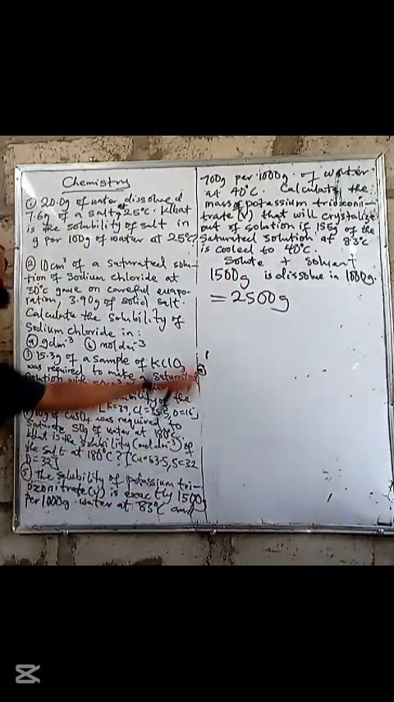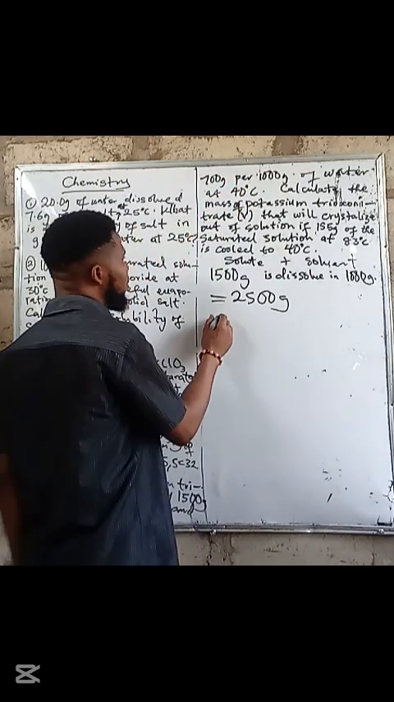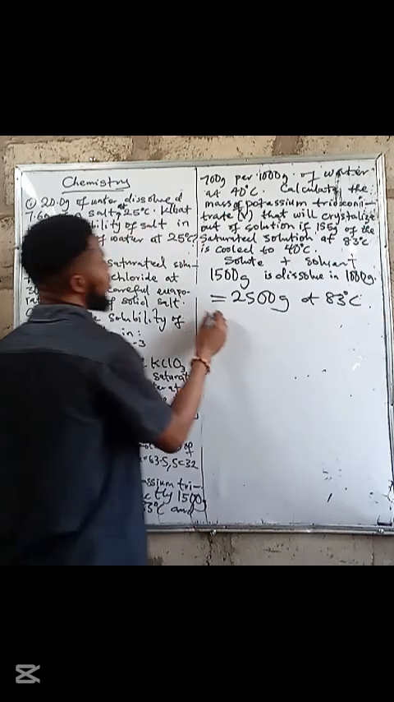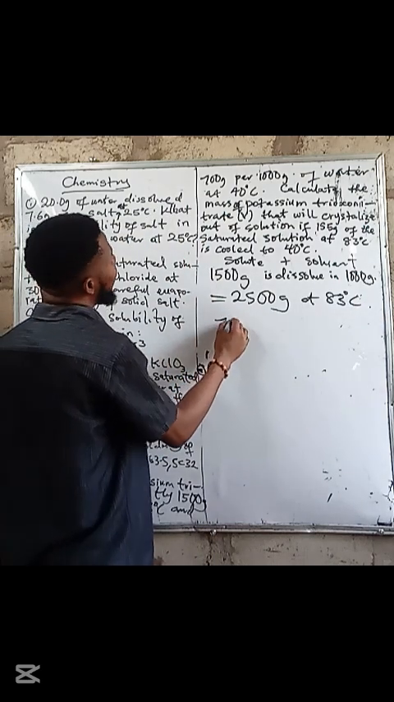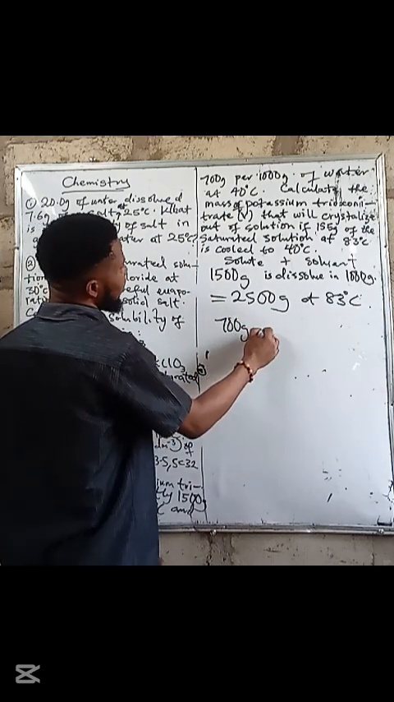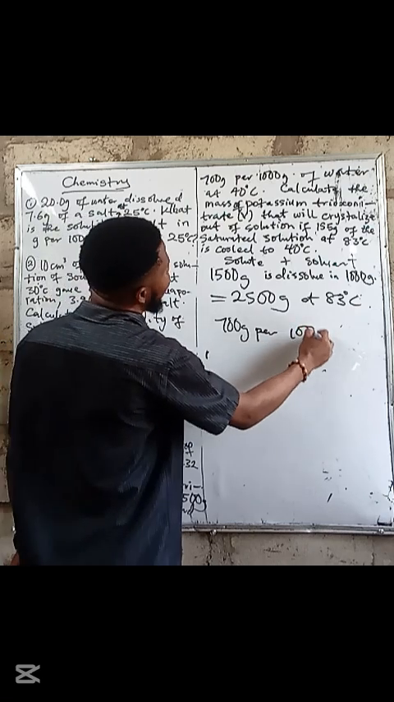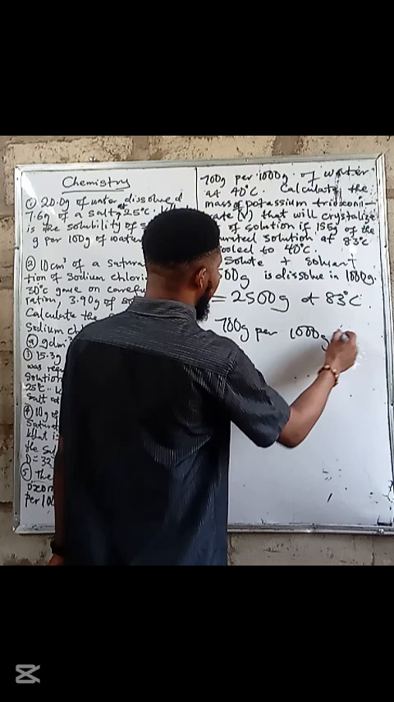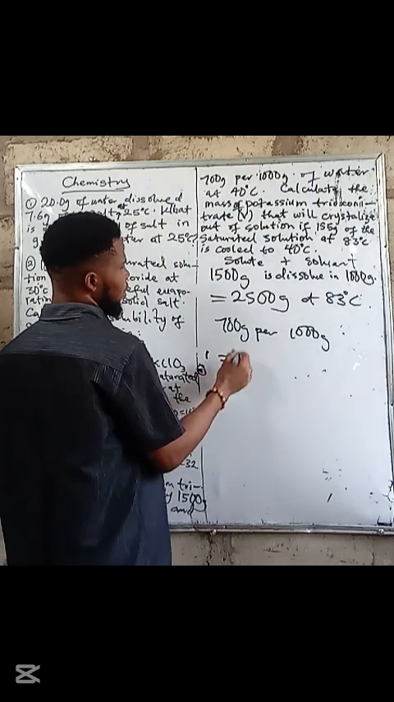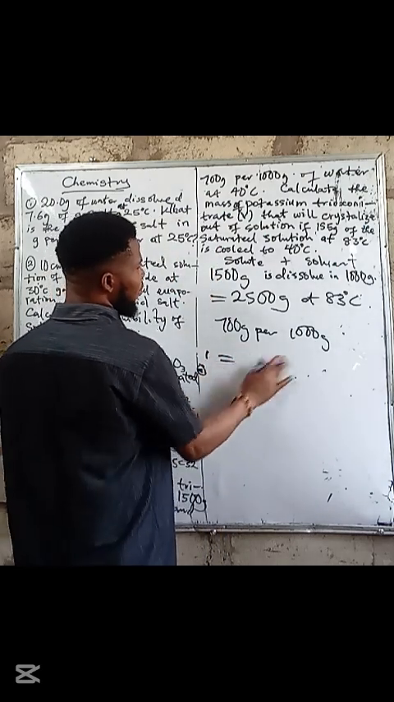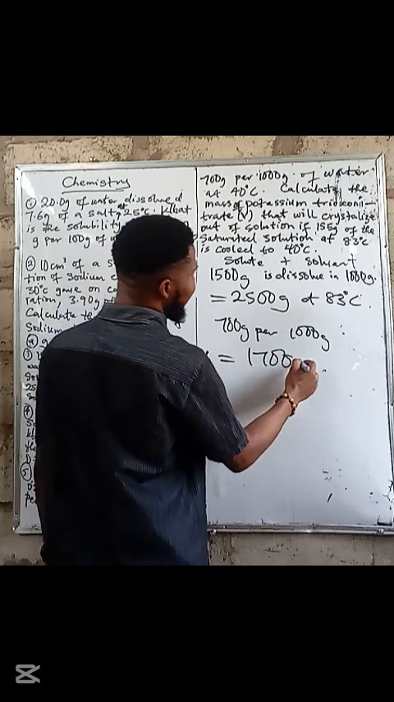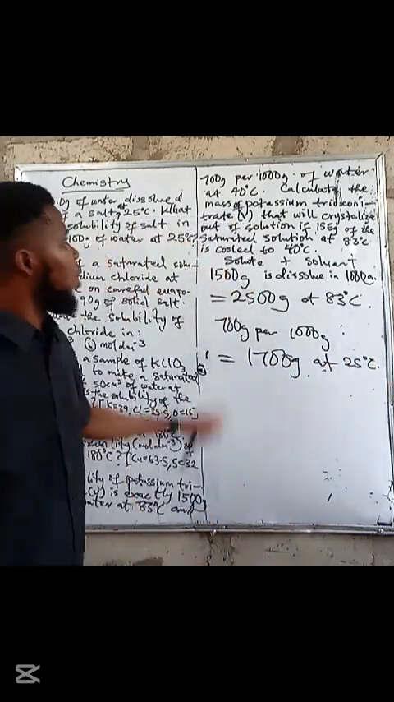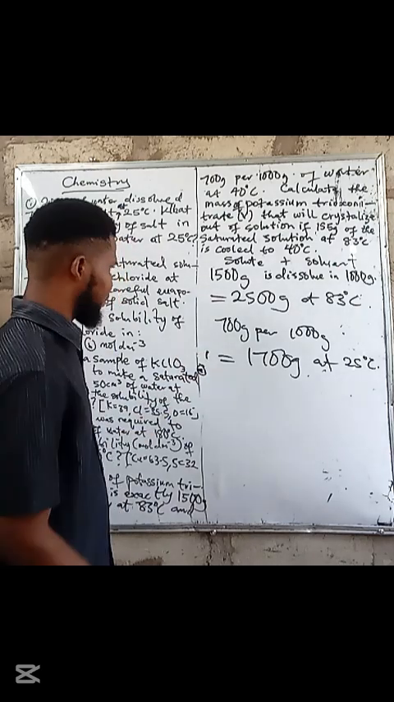The next one is what? 700 per 1000. So the same thing, this is at 83 degrees Celsius. So the next one is 700 grams per what? 1000 grams of water, right? That will give us what? That will give us 700 plus water, that's 1700 grams at 25 degrees Celsius.